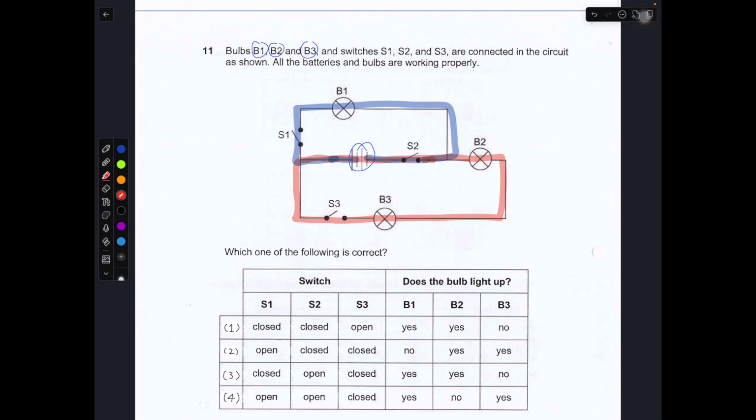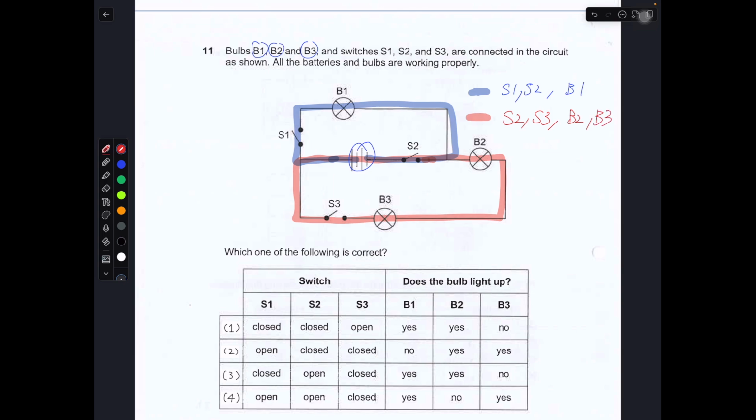Let's take a look at the blue color one. Which switches are involved? S1 and S2. There are 2 switches involved, and the bulb that is involved is B1. For the red color path, S2 and S3 are involved, as well as B2 and B3. So these are the ways that electricity can flow through.